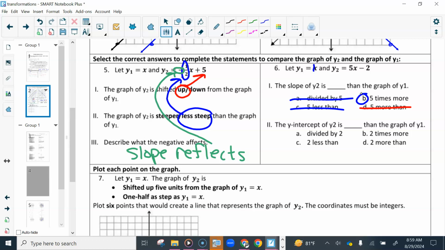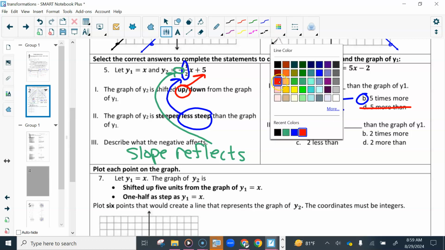The y-intercept of y2 is divided by 2, 2 less than, 2 times more, 2 more than the graph of y1. What do you think about that? So what was this original y-intercept? 0. And now it's at negative 2.